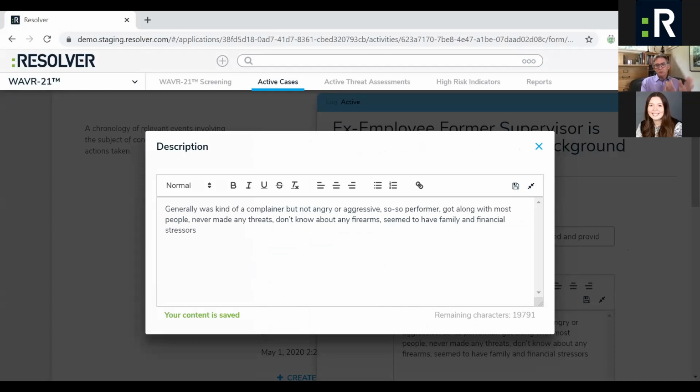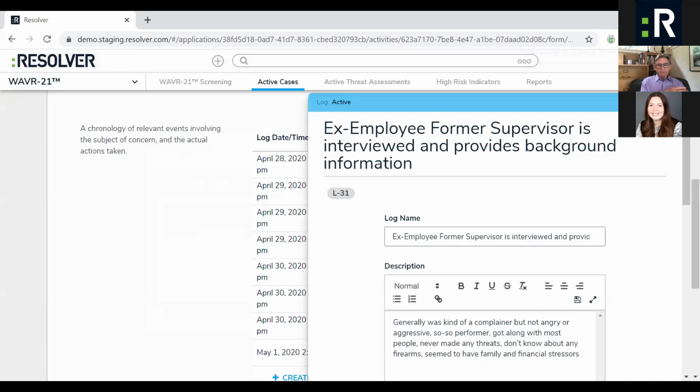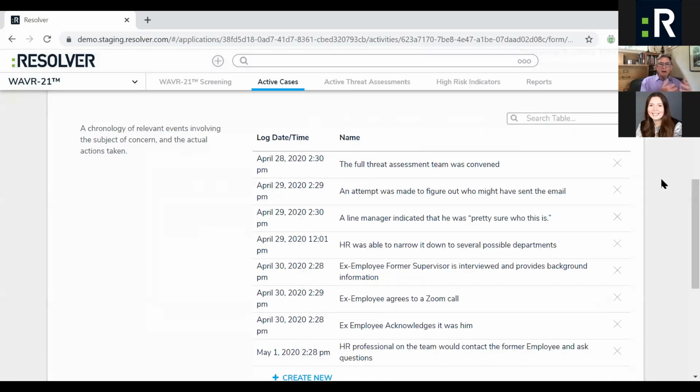He was a so-so performer. He got along with most people. He never made any threats. I don't know about any firearms. He seemed to have family and financial stressors. And of course, this is a summary. It could be a lot of information that was entered here in a lengthy interview. So that's a bit of collateral data that was gathered.